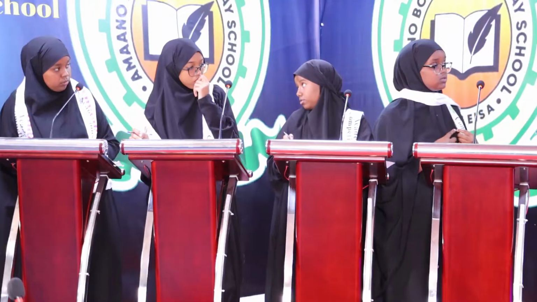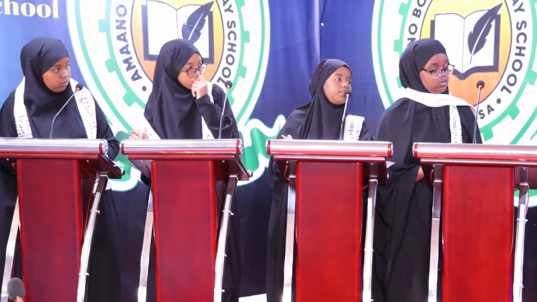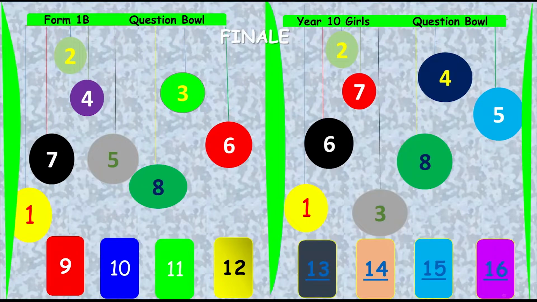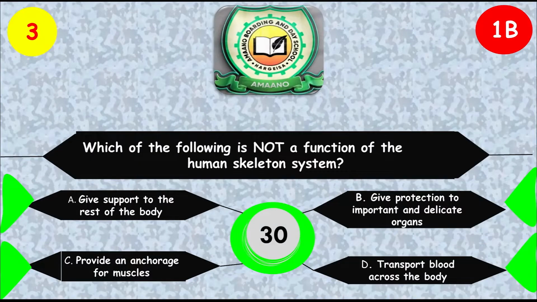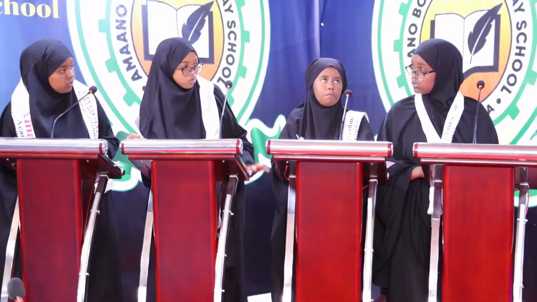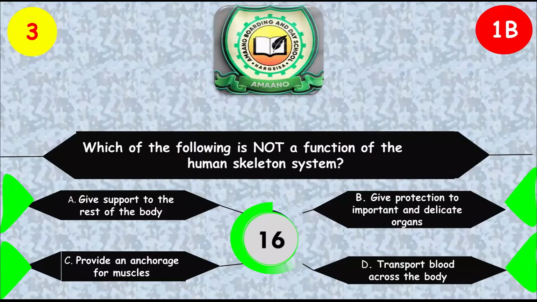Yes, 1B. Number 3. Which of the following is not a function of a human skeleton system? A. Give support to the rest of the body. B. Give protection to important and delicate organs. C. Provide an anchorage for muscles. D. Transport blood across the body. D. That's right.